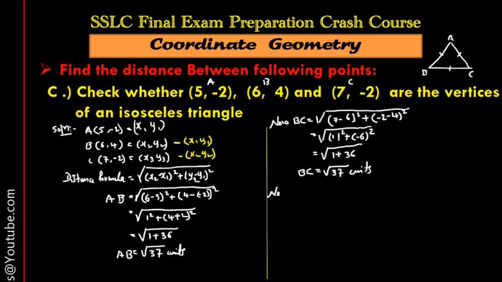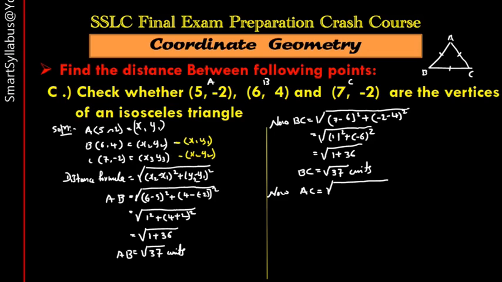Okay, now AC is equal to, so when you're finding AC, count this one as x1 y1 and C as x2 y2 now. Okay, square root of, so check once again, this is x1 y1 and this is x2 y2 now. Okay, first the formula says x2 minus x1, x2 is 7, x1 is 5.